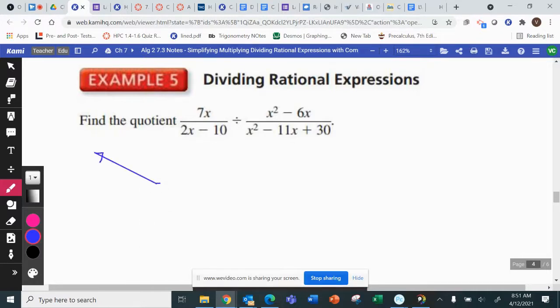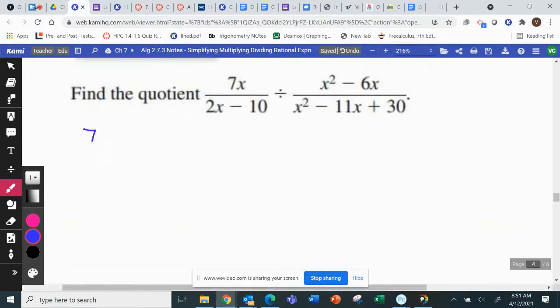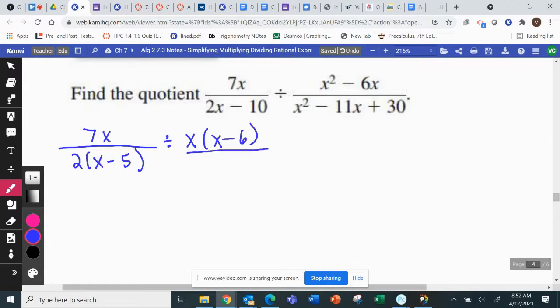We've got 7x, which can be 7 times x, but you don't necessarily need to write 7 times x. 2x minus 10 has a greatest common factor of 2. X squared minus 6x has a greatest common factor of x. And then x squared minus 11x plus 30 is a trinomial that I'm going to guess and check. Looks like it's going to be minus 5 and minus 6. So very first step, we are factoring.